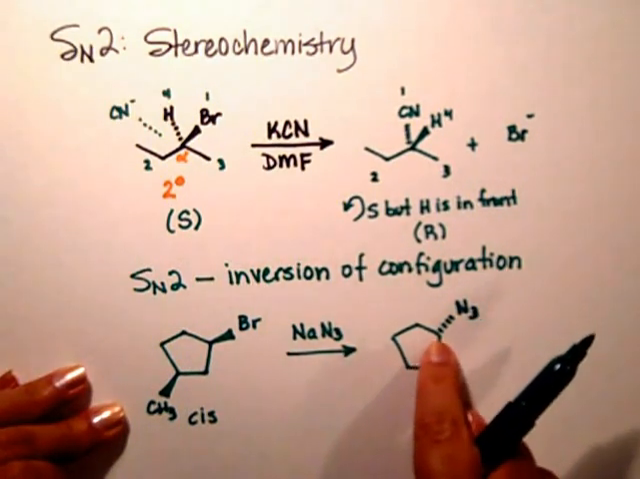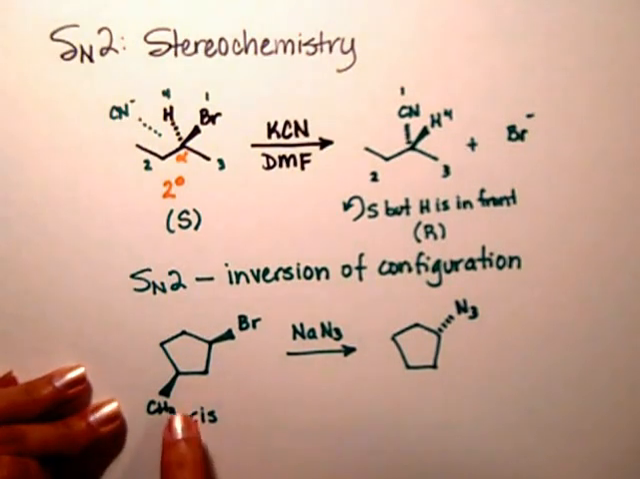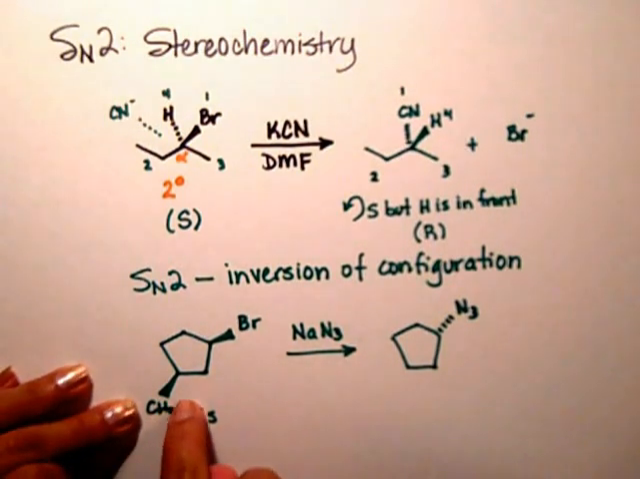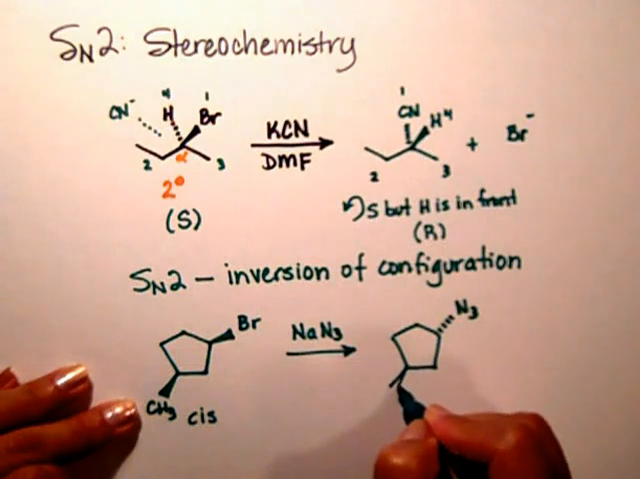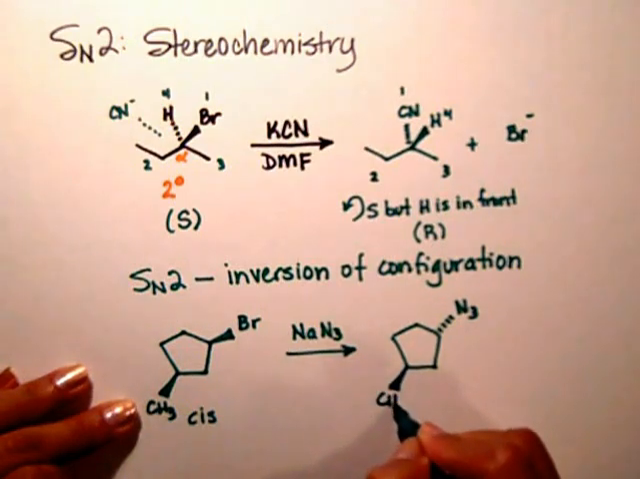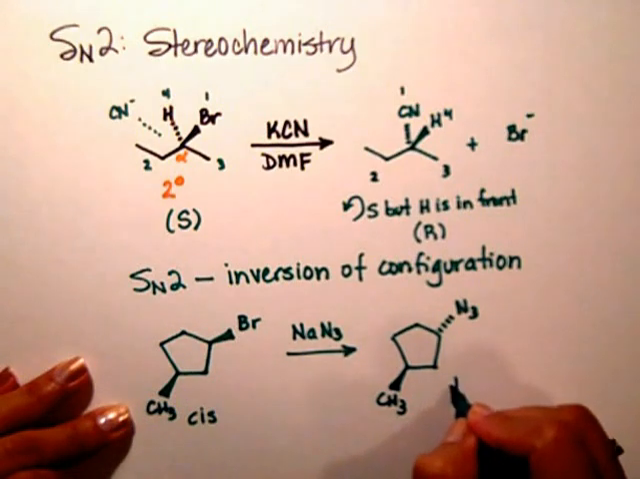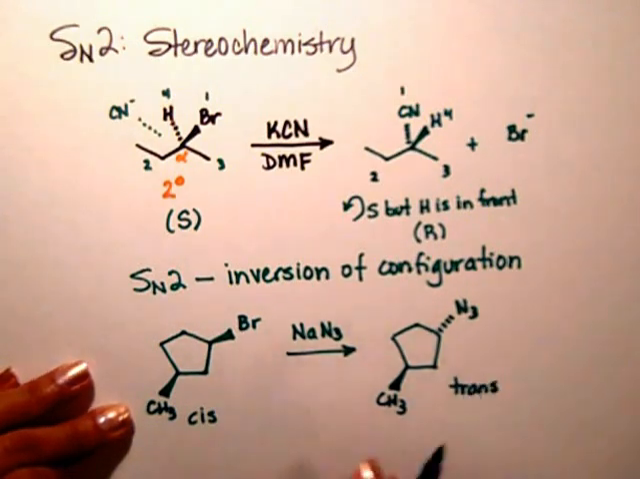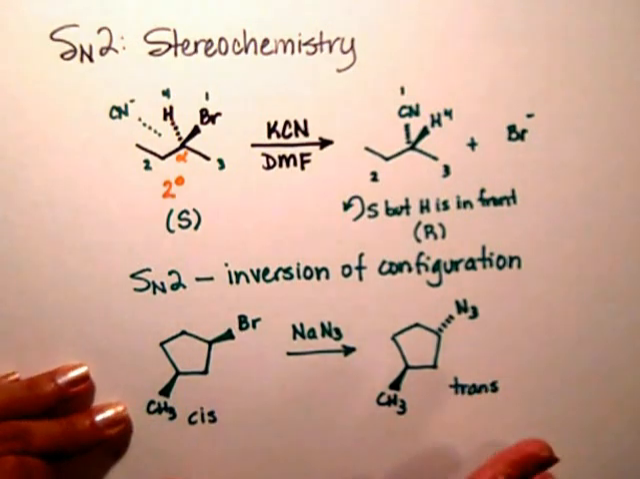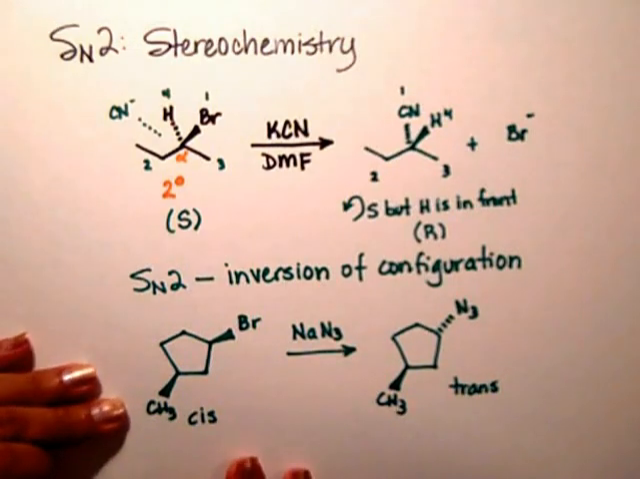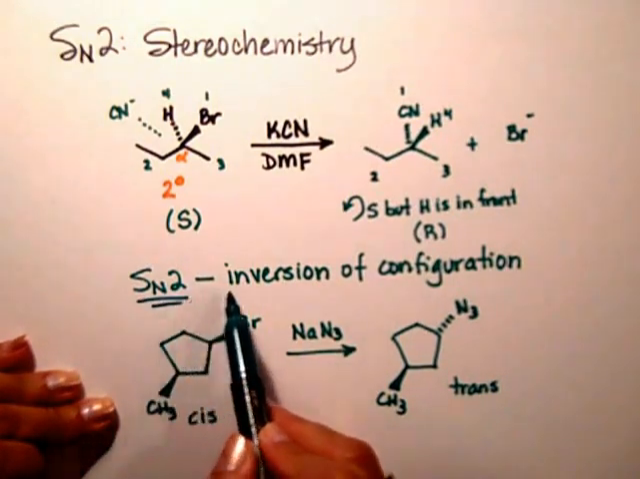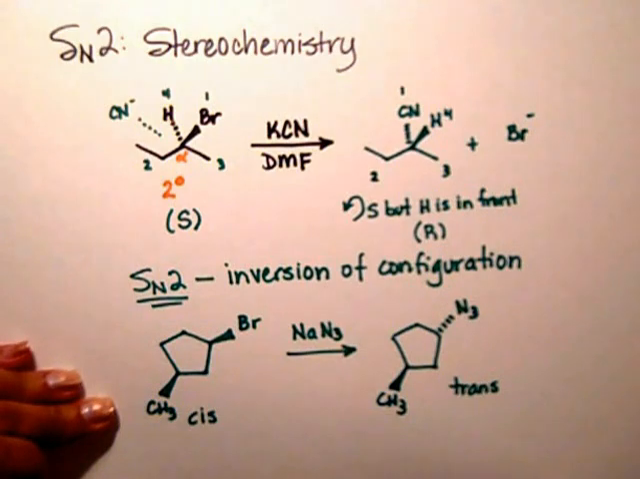So I'm going to have inversion of that carbon, but I did not touch the other chiral center in the molecule. That CH3 is still in the front. And if you notice, I went from cis to trans. So that is the stereochemistry of the SN2 reaction. You're going to have 100% inversion of configuration.